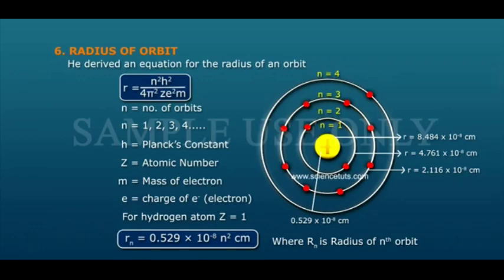h is Planck's constant. Z is the atomic number. m is the mass of the electron. e is the charge of the electron. For a hydrogen atom, Z equals 1. rn equals 0.529 into 10 to the power of minus 8 n square centimeter, where rn is the radius of the nth orbit.